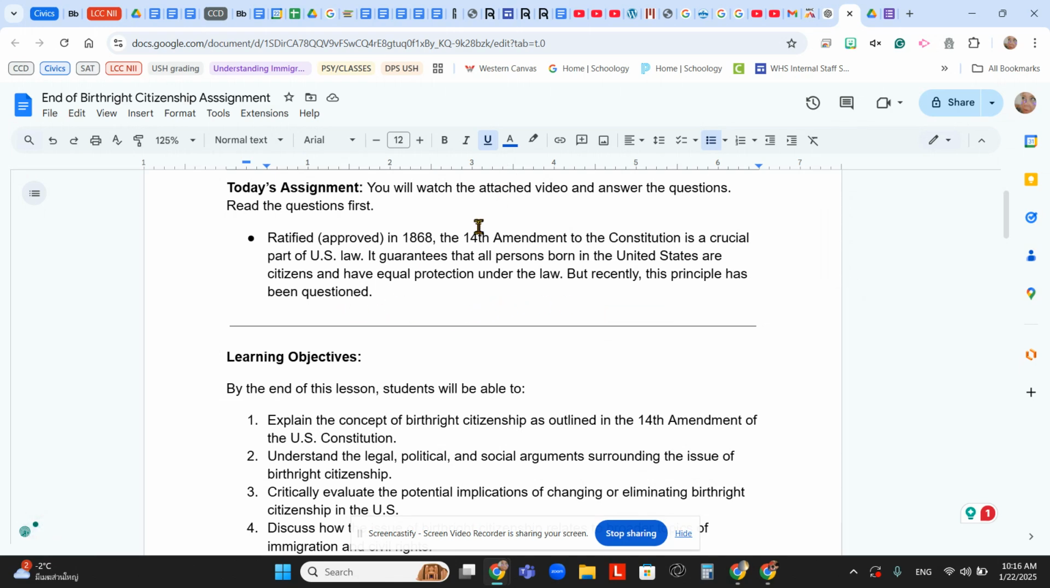So, you need to know that there are 27 amendments to the U.S. Constitution. The 13th, 14th, and 15th were all added after slavery ended. The 14th Amendment said that if you were born in U.S. soil, you are a citizen of the United States and you have equal protection under the law, as in the first 10 amendments apply to you just like they do to any other citizen.